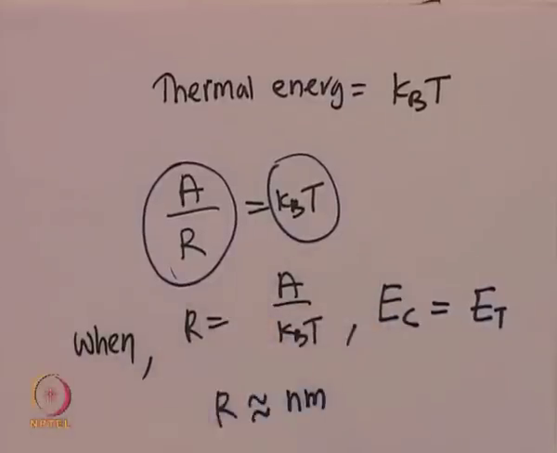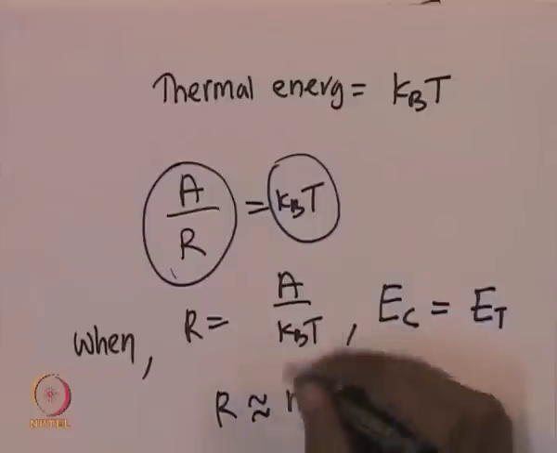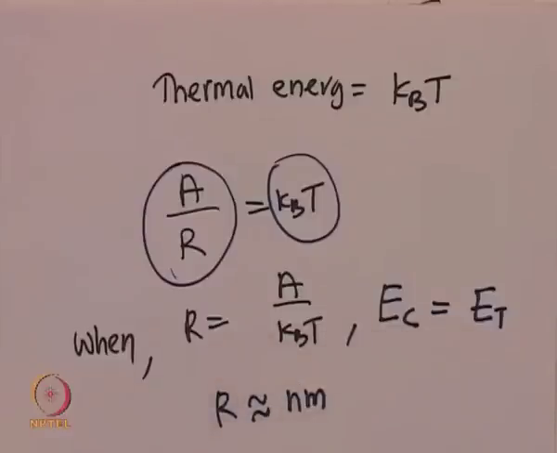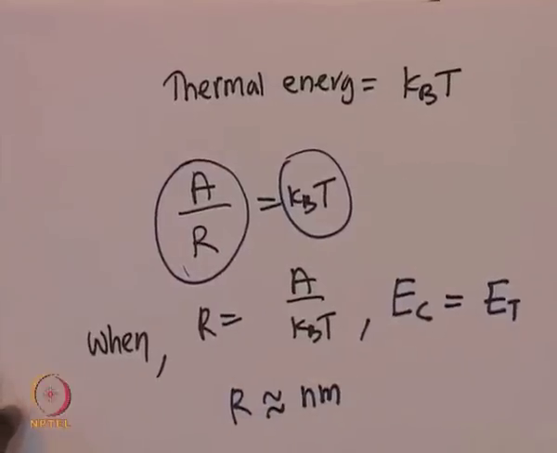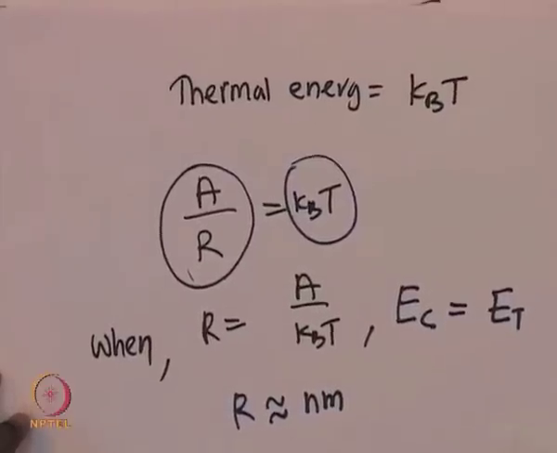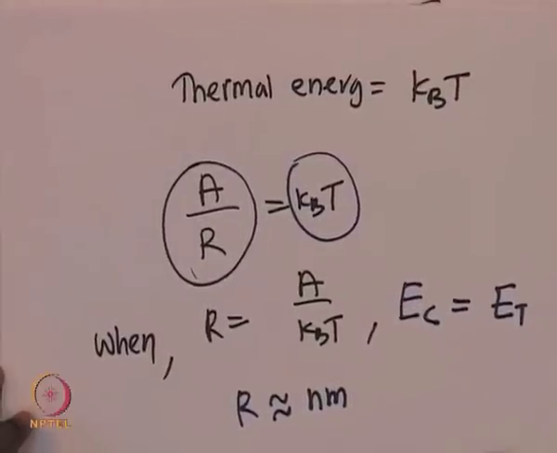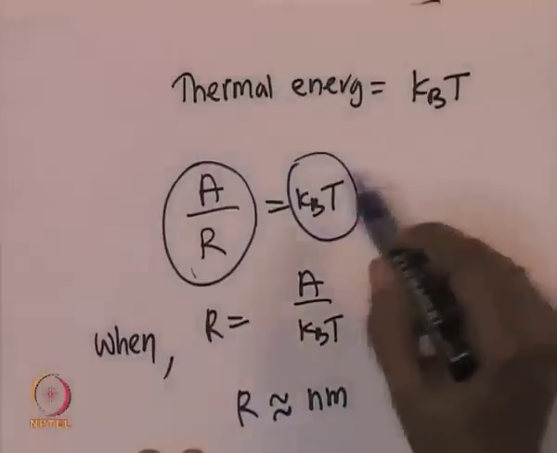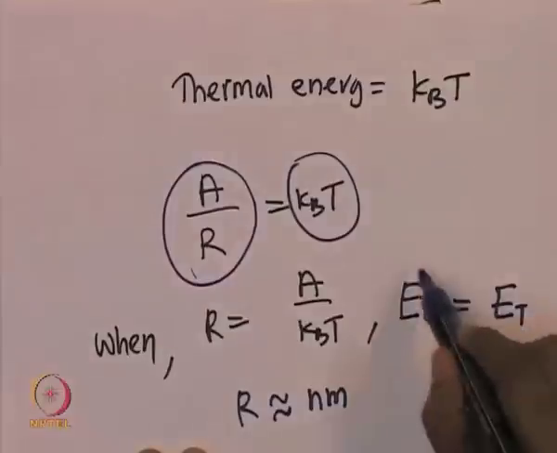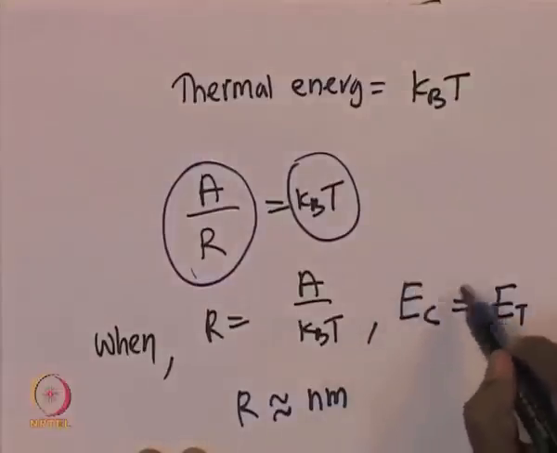When R is of the order of a nanometer, these two will be equal. That is what you find when you typically substitute these numbers: when R is of the order of a nanometer, Coulomb energy and thermal energy will be approximately equal.